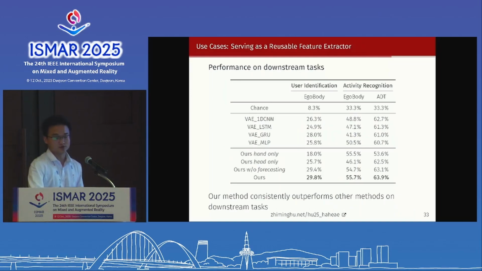We have also shown some performance on the downstream tasks. We know we have a semantic representation, and the semantic representation carries many semantic meanings. We tested on the downstream tasks of user identification and activity recognition. We show that our method outperforms the baseline methods in those downstream tasks.